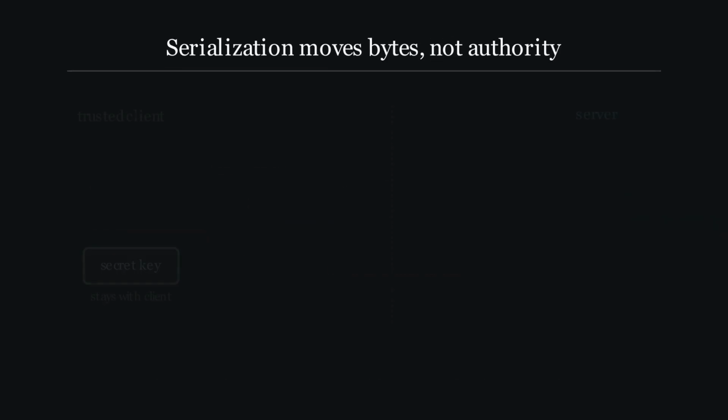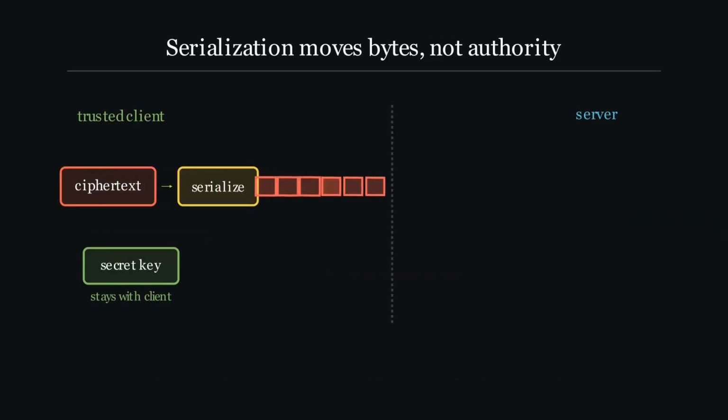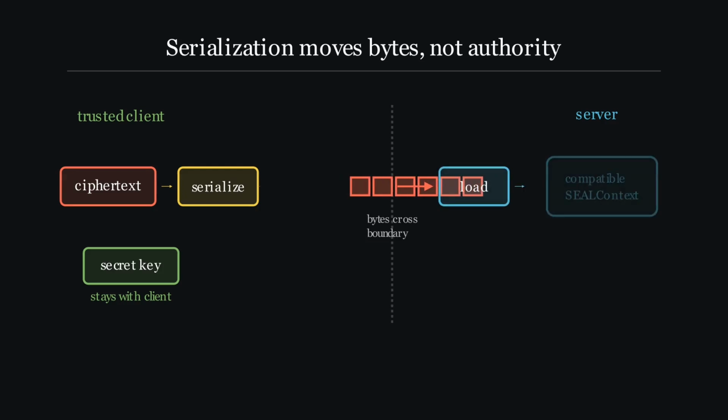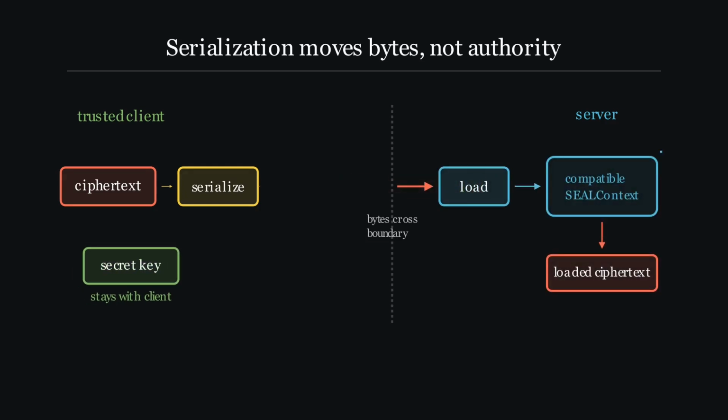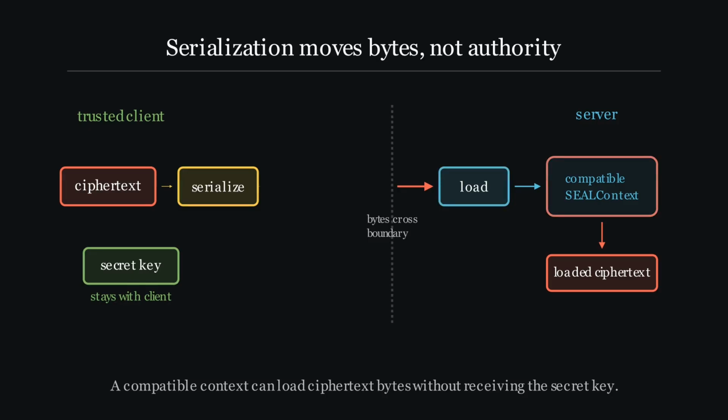A ciphertext can travel without transferring decryption authority. On the left, the trusted client keeps the secret key below the network path. The ciphertext is serialized into a row of byte packets and sent across the boundary. On the server side, a compatible SEAL context interprets the parameters and reconstructs a loaded ciphertext object.